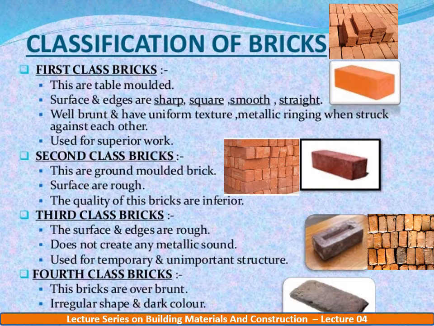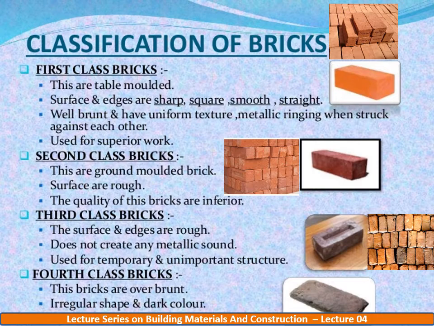And in the case of second class brick, these are ground molded bricks. Surfaces are rough in nature, and the quality of the brick is inferior. Next is the third class brick. The surface and edges are rough in nature and it does not create any metallic sound, and it is used for temporary and unimportant structures. So these are the different types of bricks.